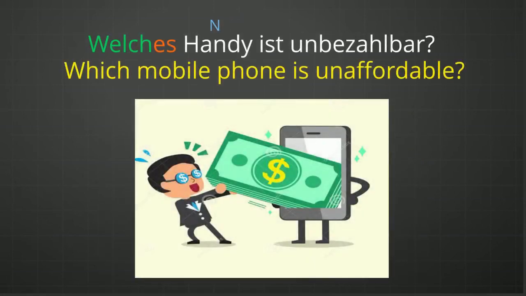Welches Handy ist unbezahlbar? Handy is the subject in the sentence, and that is why it has to be in nominative case. Now Handy is neutral gender noun, that is why es is ending added to welche.